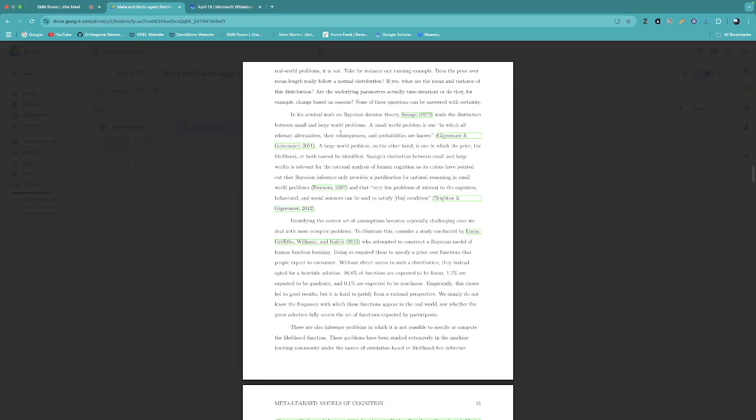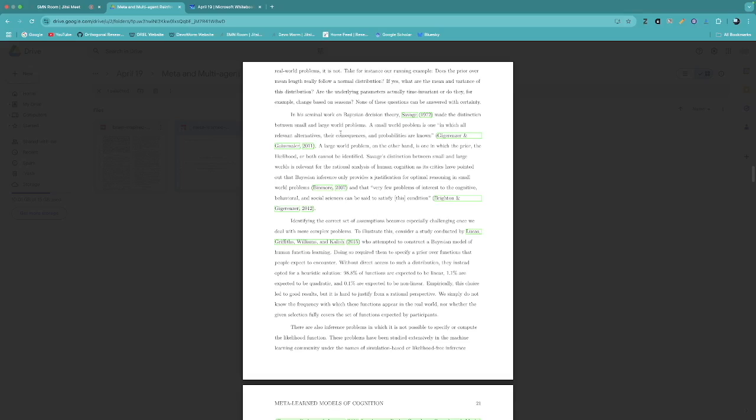If we turn to Bayesian decision theory, Savage, in 1972, made the distinction between small and large world problems. A small world problem is one in which all relevant alternatives, their consequences, and probabilities are known. So that's where we have something that's exactly defined, but also is a rather small problem where we can get our hands around the probabilities and the consequences, basically knowing all of the outcomes. And so that's a small problem, I guess.